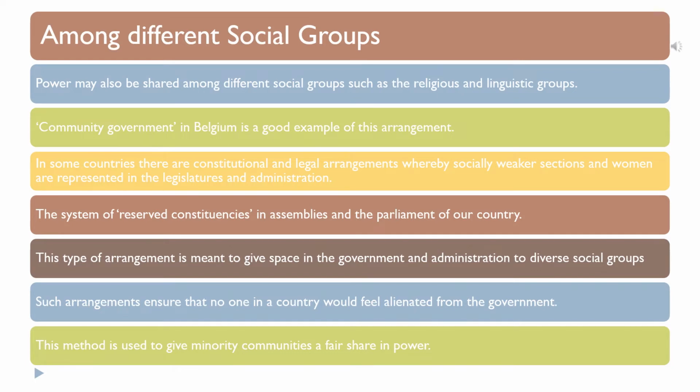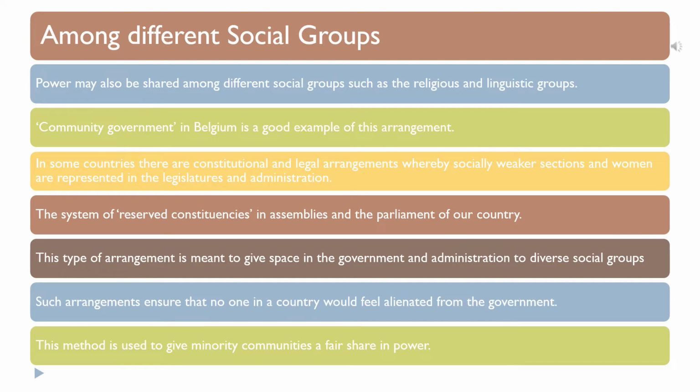The next form of power sharing is among different social groups. Social groups are the different groups in society. Like we have seen the ethnic divisions: Sinhala speakers, Tamil speakers, French speakers, Dutch speakers, German speakers. In India, we have different religions that could be considered as social groups. So all these are social groups. Power may also be shared among different social groups such as religious and linguistic groups. Clear? The best example is the Belgium model.